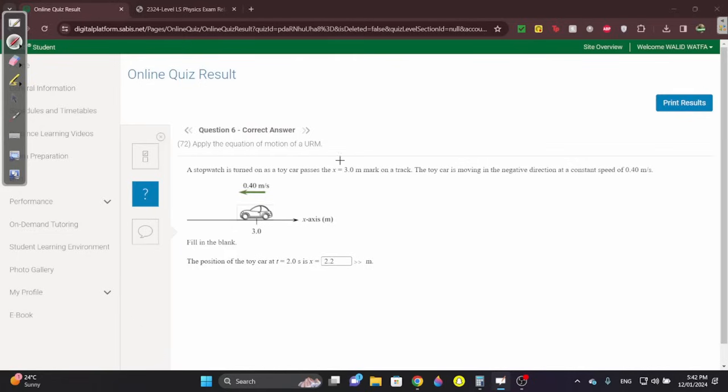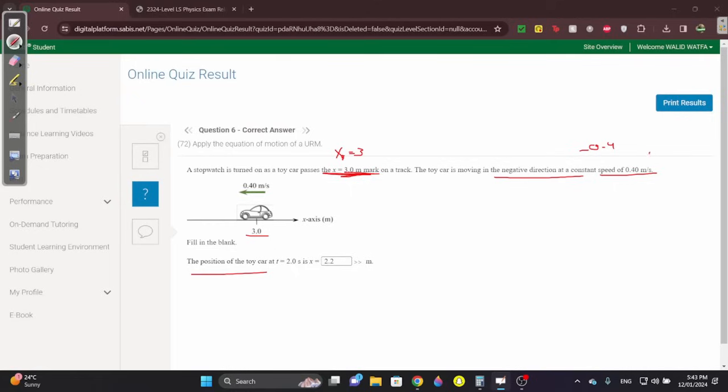The car starts at 3. So x naught is 3. It's moving in the negative direction at a constant speed of 0.4. The speed is 0.4, so the velocity is negative 0.4. They want the position at 2 seconds.